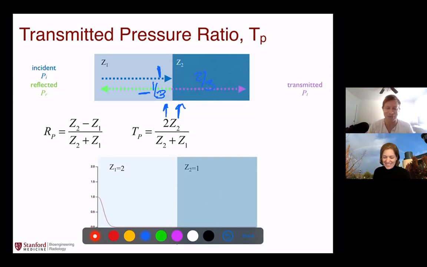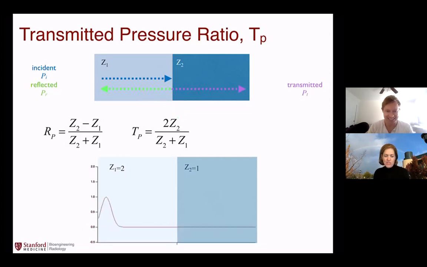Let's see if the math holds up. Let's watch that animation. Let's play our animation. We come in with an amplitude of 1. It's going to hit the interface. And what we see is a transmission of 2/3 and a reflection of -1.